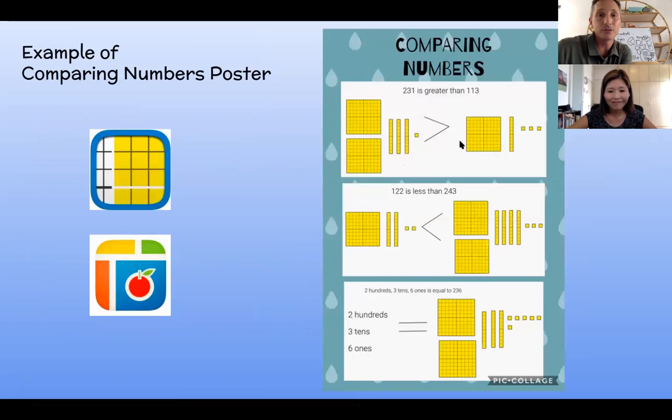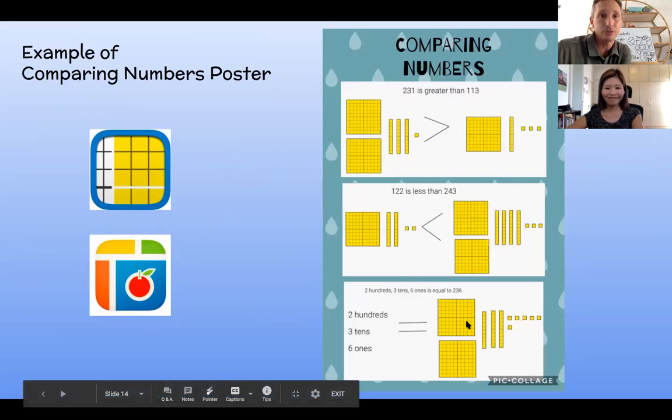So with your poster, these are some apps you can use. You have the Pieces app, right, and you can use Pic Kids, right, Miss Yuka? Yep. And you're gonna make your 3-digit number using your base 10 blocks, okay, that look like this. So you had a number that is greater than, you have a comparison that's less than, and you have a comparison that is equal to. Sound good, Miss Yuka? Okay.